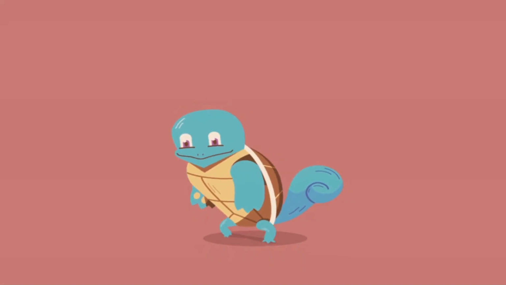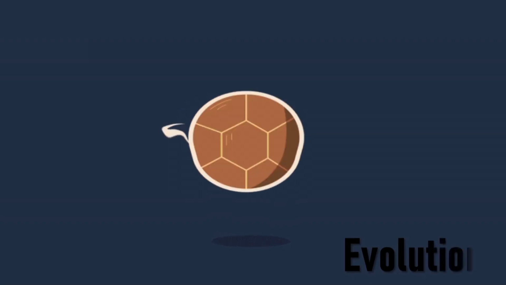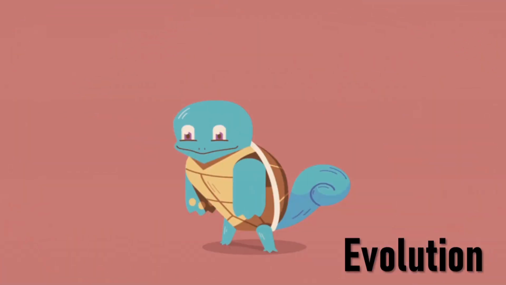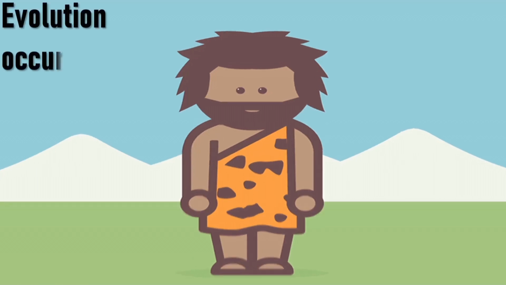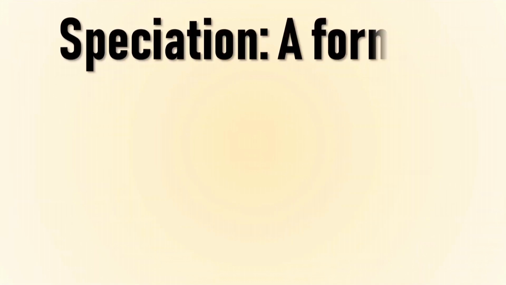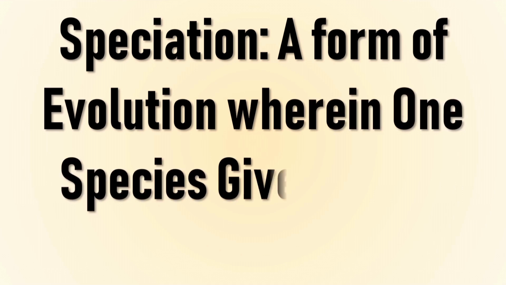From our childhood, we know that one form of species can give rise to another form of species. This is evolution. However, it is a little different in real life. It is not instant and it occurs gradually over a period of time. Speciation is a form of evolution wherein one species gives rise to another species.